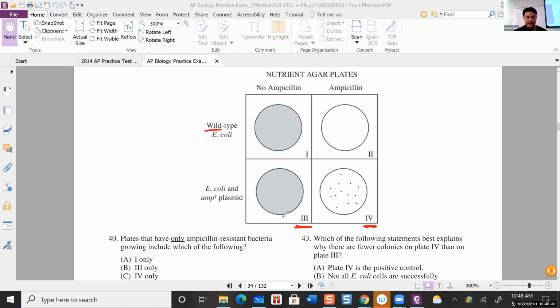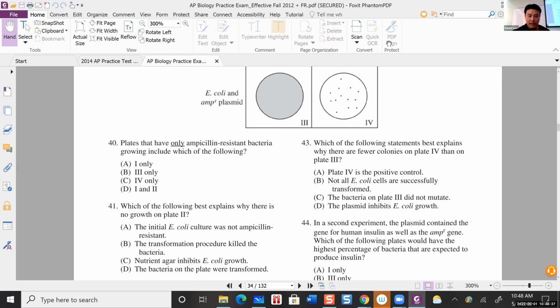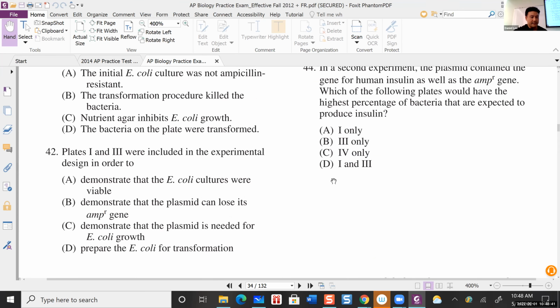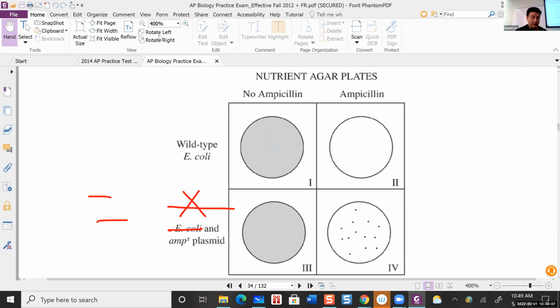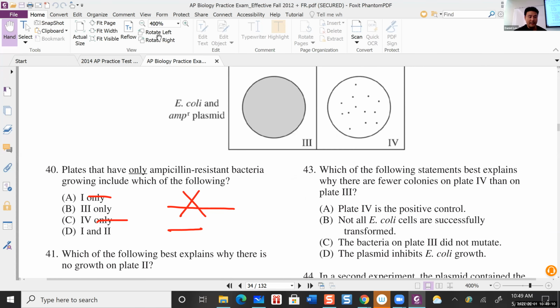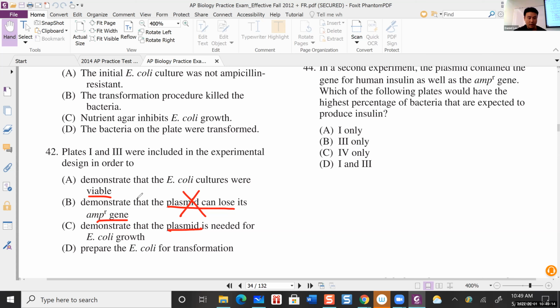So let's see what the answer key says. Okay, so 1 and 3, what is the point for 1 and 3? To demonstrate that E. coli cultures were viable, that means they can survive, that's true. The plasmid can lose the gene, doesn't make sense. Demonstrate that the plasmid is needed for E. coli. It is needed. And in one, there's a bunch of growth in the wild type, there's no plasmid, right? So that is a false statement. If it's a false statement, you cross that out. So you kind of improve your chances right here. So that's wrong. Prepare E. coli for transformation? No, that's not how you prepare. So the 1 and 3 must be a demonstration that the E. coli are not already dead. They're viable, okay? So that would be the only answer.